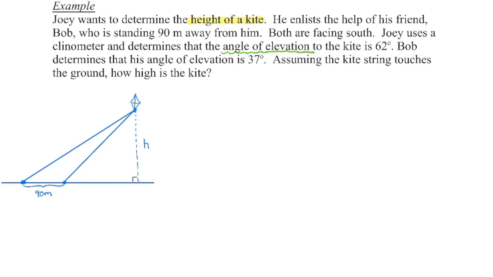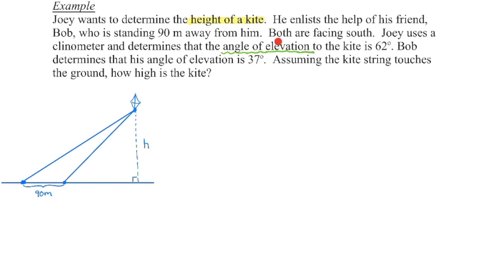We know that there are two people, Joey and Bob, who are 90 meters apart. It doesn't give us the heights of either of those two individuals, so I just represented them by little dots on the ground here. So one is Joey, one is Bob, and we know they're 90 meters apart.